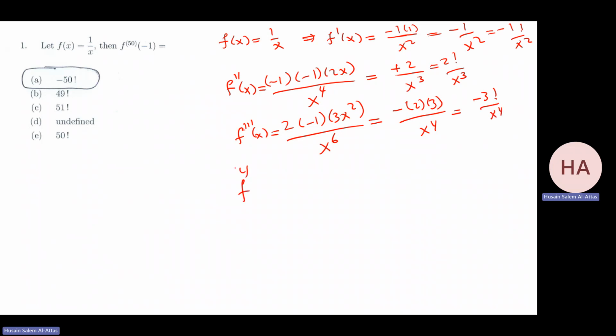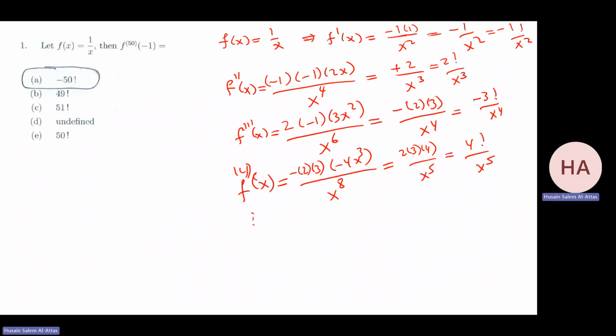Okay, let me check the fourth one to be sure. That will be minus 2 times 3 times minus 4 x cubed over x to the power 8. And that will be 2 times 3 times 4 over x to the power 5. In other words, 4 factorial over x to the power 5.